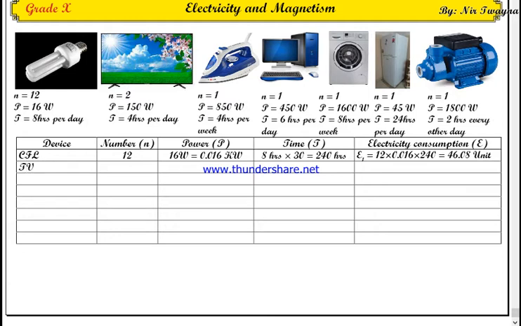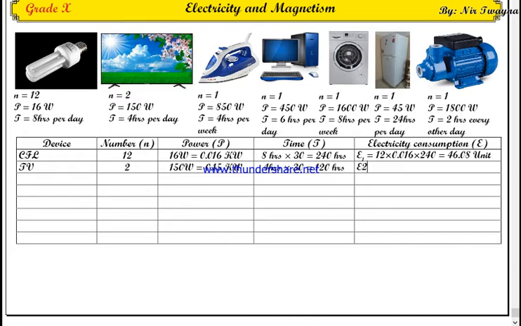Now I'm going to do it for TV. There are two numbers of TV, and power is 150 watt. Convert it into kilowatt, means 150 divided by 1000 is 0.15 kilowatt. And time of operation is 4 hours per day, means in a month there will be 3 4s are 12, 120 hours.